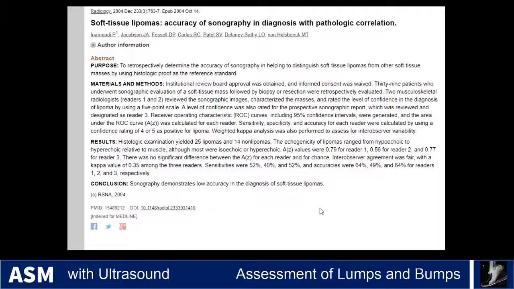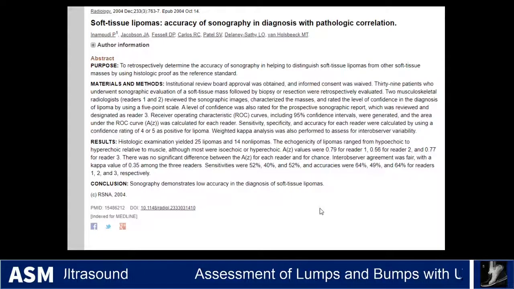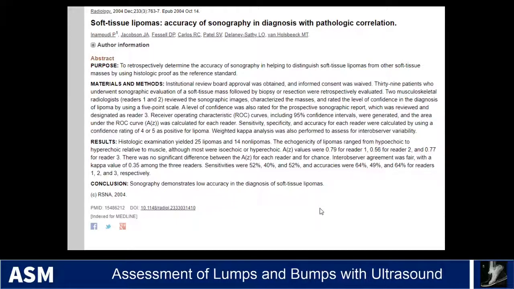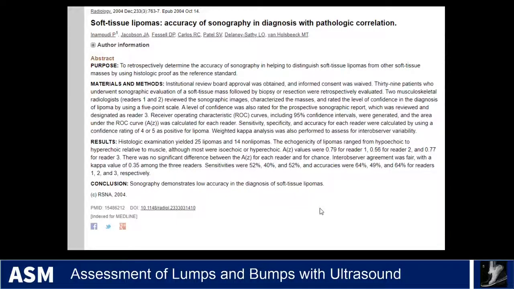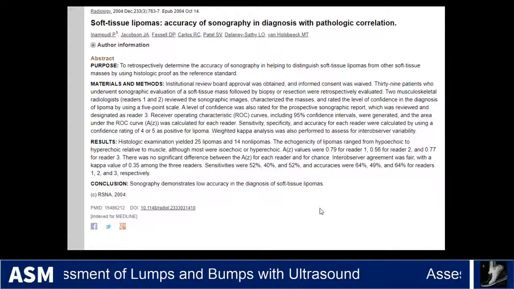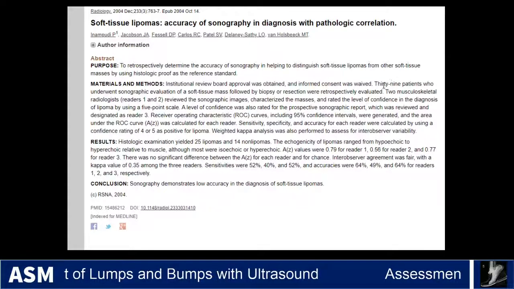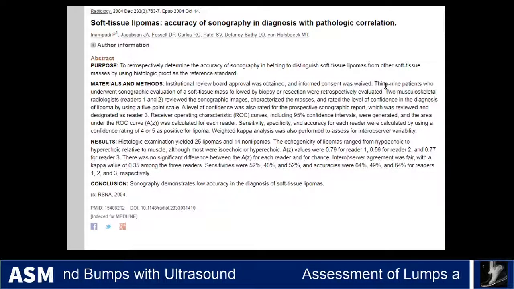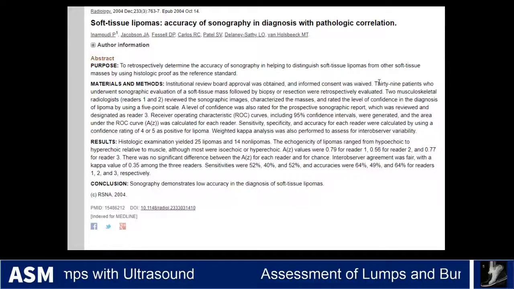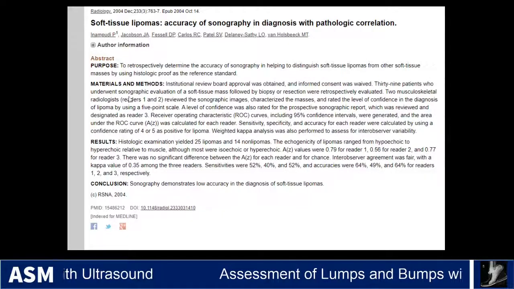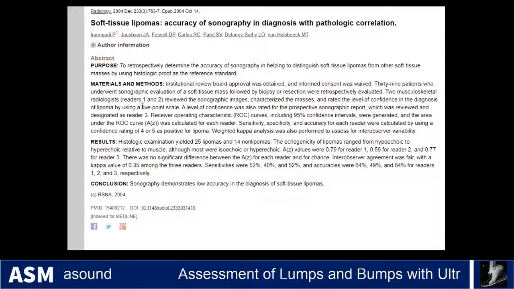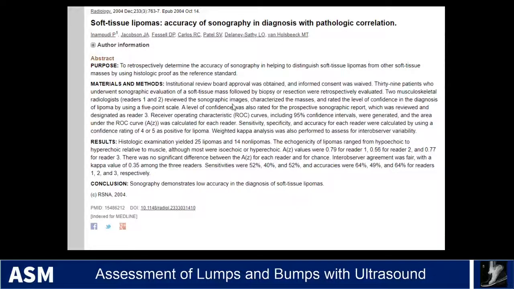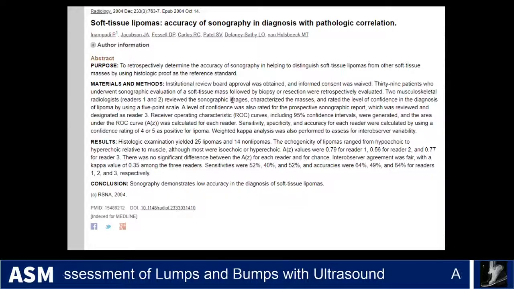So to dive right into these papers, the first one that we'll talk about is from Radiology in 2004. This was a retrospective study, and you can see a relatively small sample size, 39 masses, but these were 39 patients with pathologic correlations, so tissue was removed and compared to the ultrasound diagnoses. There were 3 reviewers. Readers 1 and 2 were radiologists who looked at the ultrasound images retrospectively, characterized them, and then tried to assign a differential diagnosis.